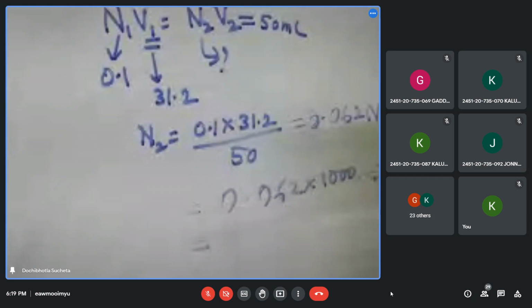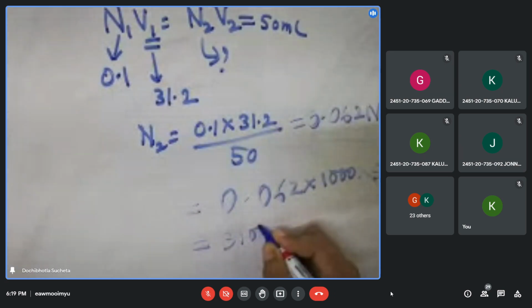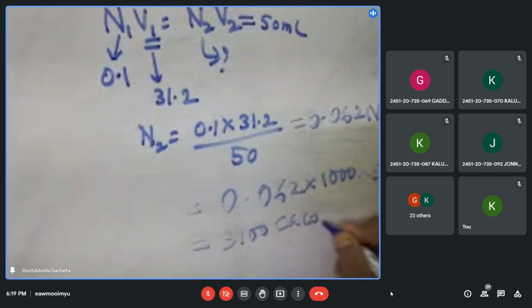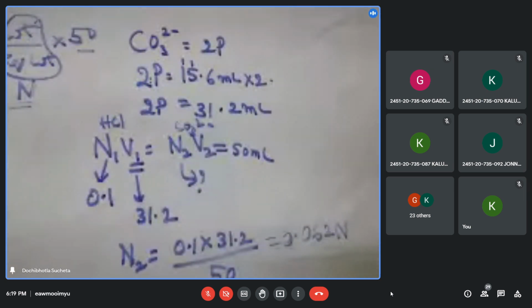What's the answer? 31,000. That's the answer. 31,000 calcium carbonate equivalents. Okay. And how about that of bicarbonate? Which formula do I need to use for calculation of the volume of acid required?